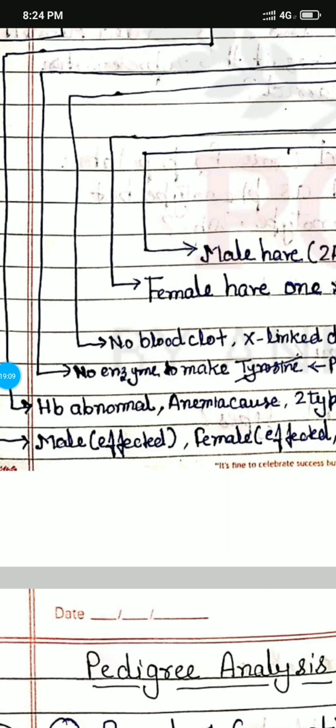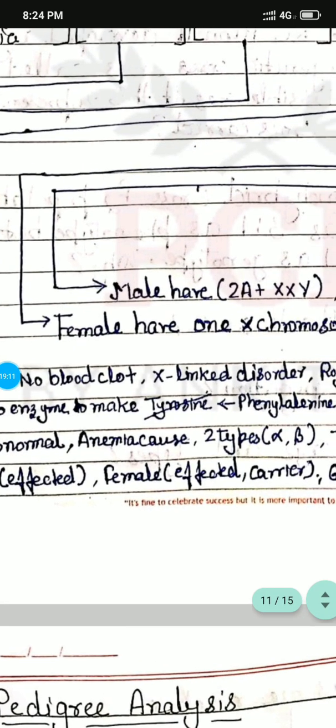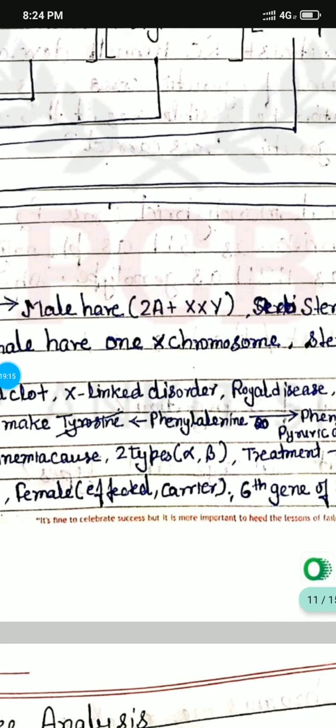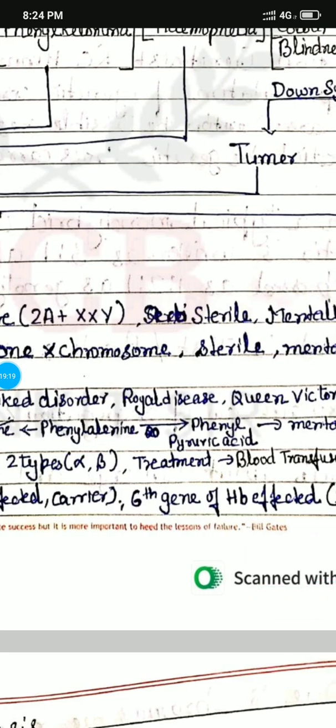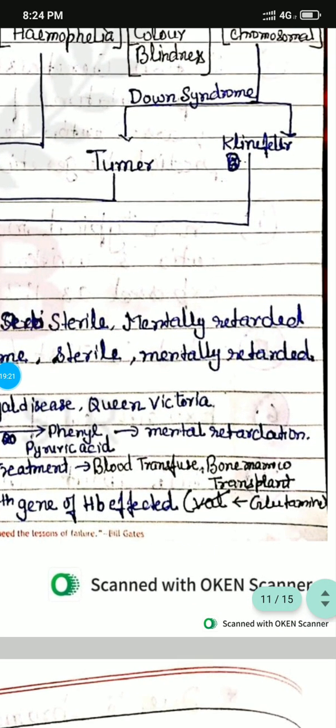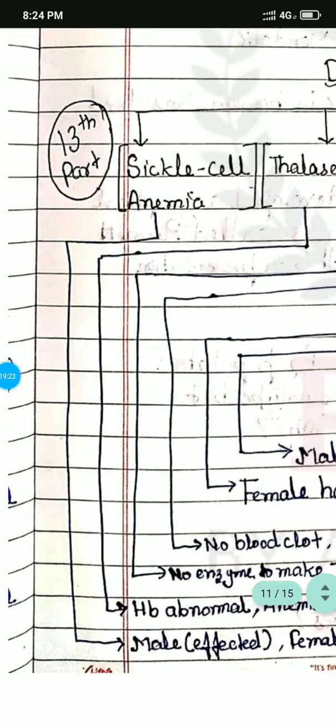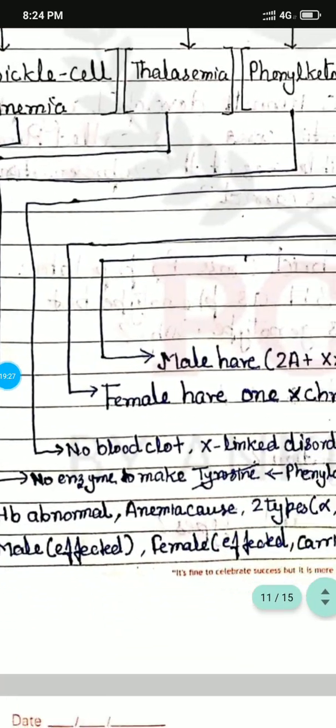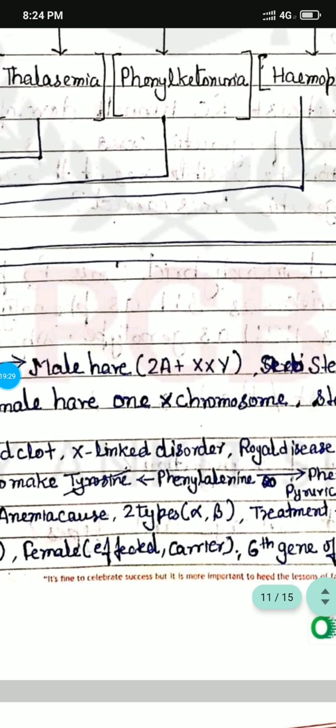No enzyme is going to be there in the body to make tyrosine. So phenylalanine is not converted into tyrosine, it becomes converted into phenylpyruvic acid. And because of that, the body becomes mentally retarded. The next one is hemophilia. What is hemophilia? Blood clot will not occur.